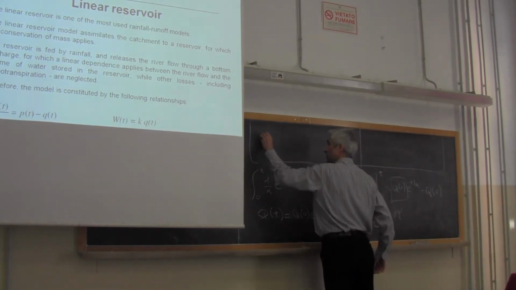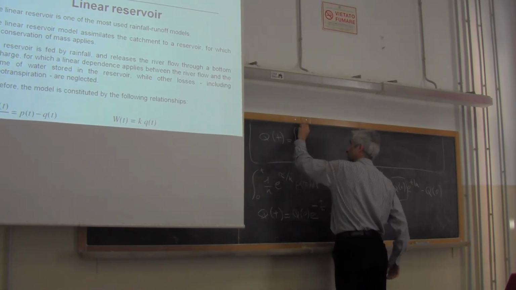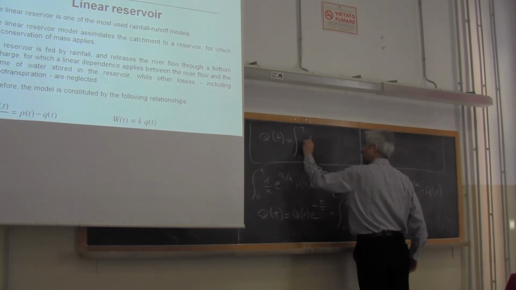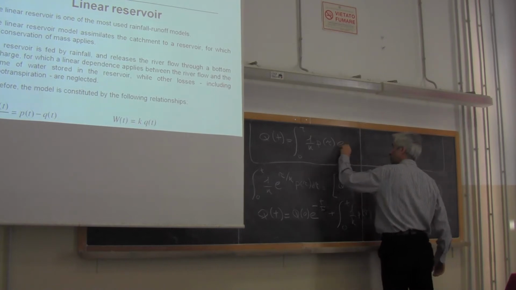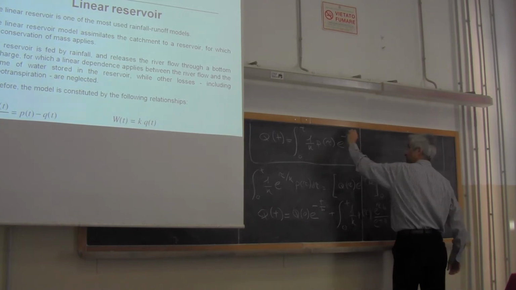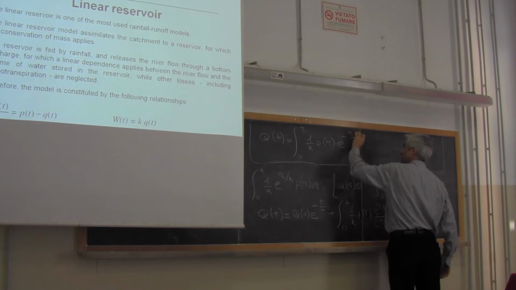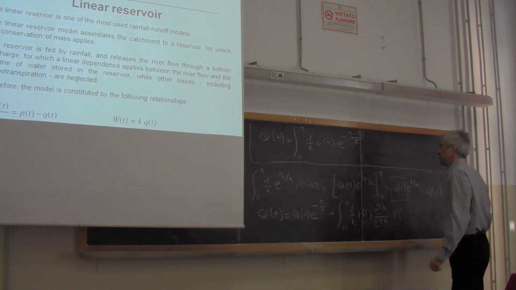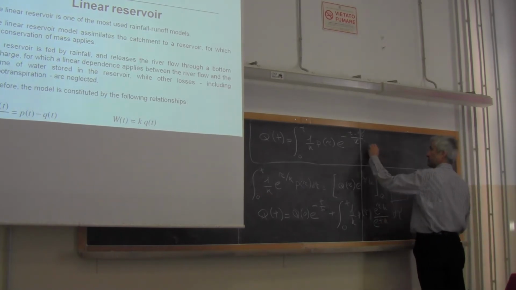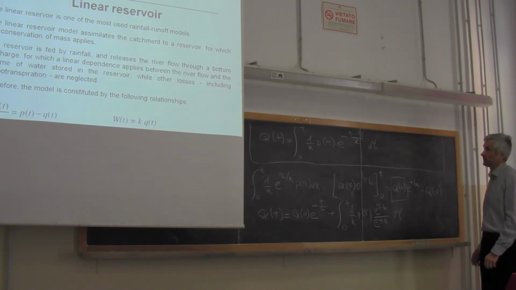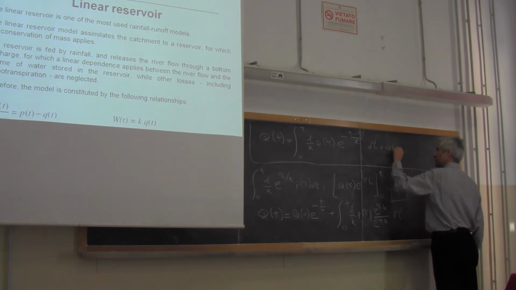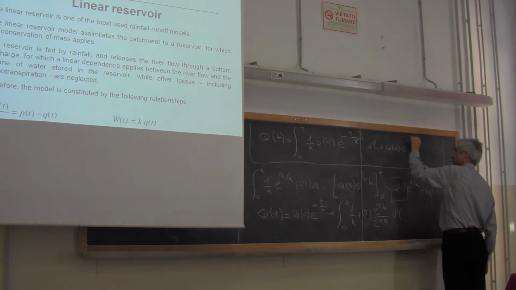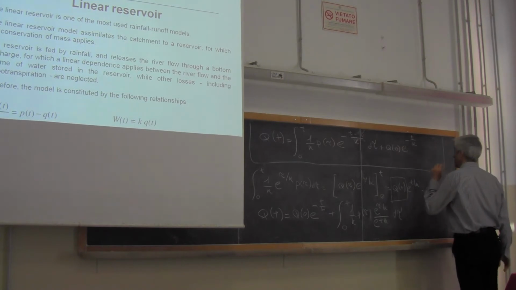So we can say that Qt is equal to, let me put the integral first, the integral between 0 and t of 1 over k, which is a constant, p tau, e to the power of minus t minus tau, I changed the sign here, divided by k, d tau, plus Q0 e to the power of minus t over k. Good.